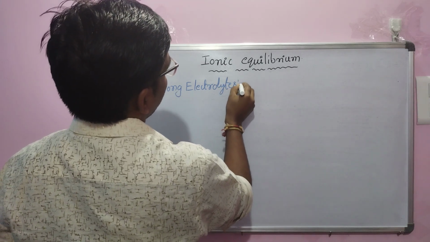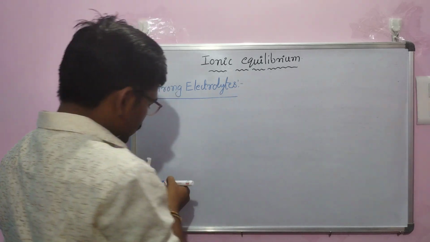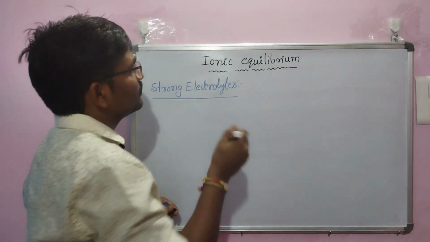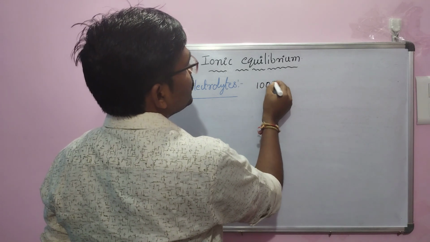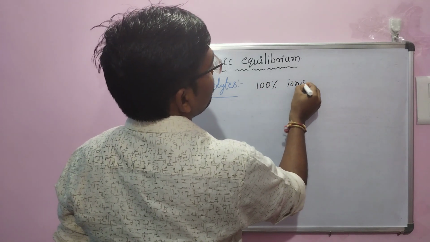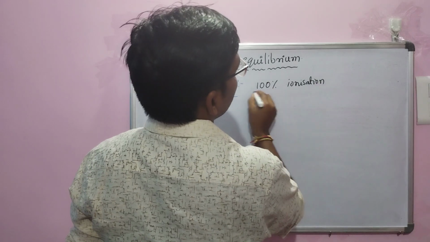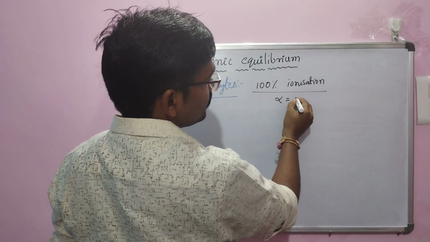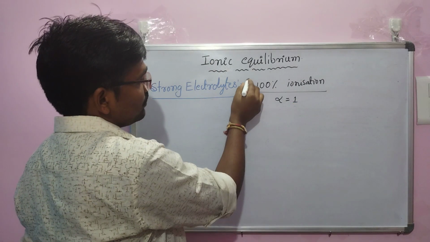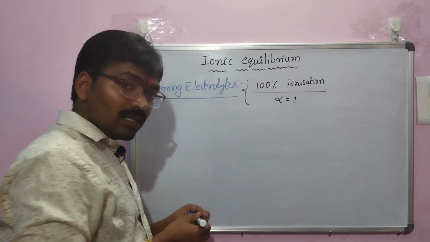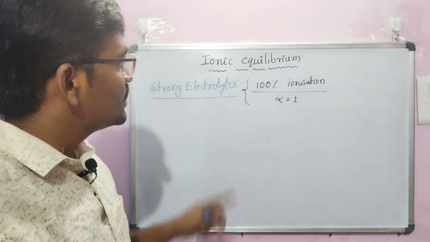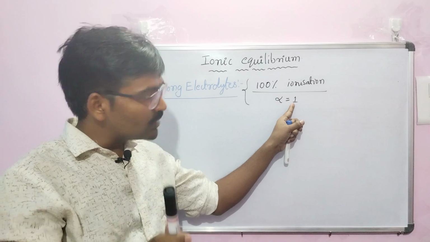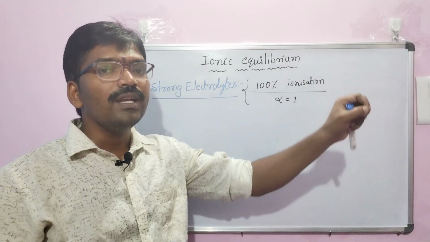Strong electrolytes. Under the strong electrolytes, we already discussed that 100% ionization takes place. One more thing I told: the degree of dissociation is equal to 1. Such types of substances we call strong electrolytes. For strong electrolytes, the degree of dissociation equals 1, and 100% ionization takes place.